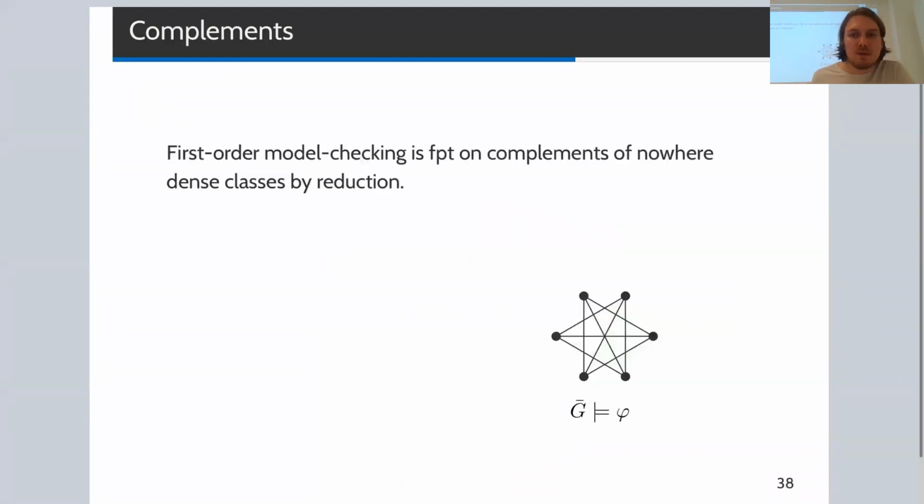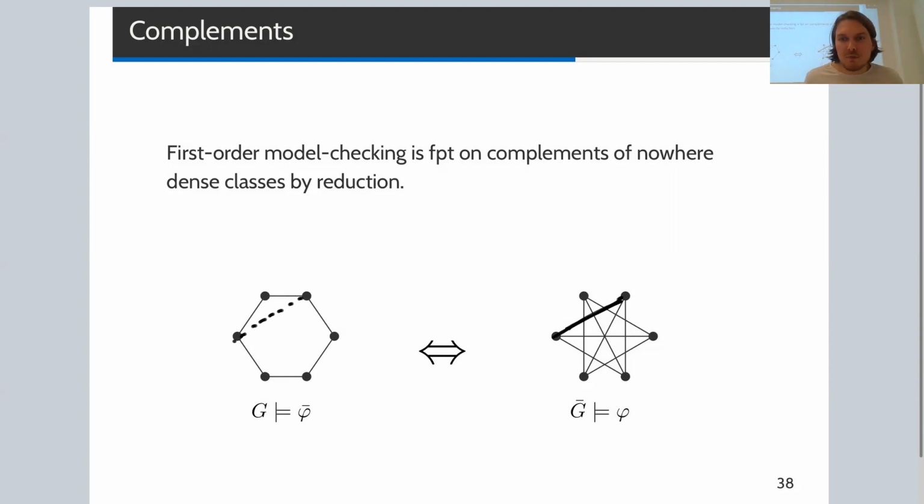So here's a simple example. So let's assume we want to evaluate some formula phi on a graph G bar, and G bar is the complement of some sparse graph G. So then this means 2 vertices are adjacent in G bar if and only if they're non-adjacent in G. That's the definition of a complement. So in other words, whenever 2 vertices are adjacent, this is the same as saying they're non-adjacent in the complement. And this is what we can use in our reduction.